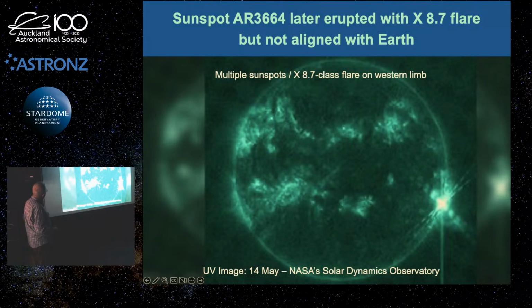A few days later, it actually sent off a more powerful one, an X8.7 flare, but fortunately it was not aligned with Earth. The one that was aligned with Earth was over about here. The sun had rotated around about 3 days later, and here it is just as it disappears around the western limb of the sun. So it wasn't aligned with us, but that was a much bigger flare again.